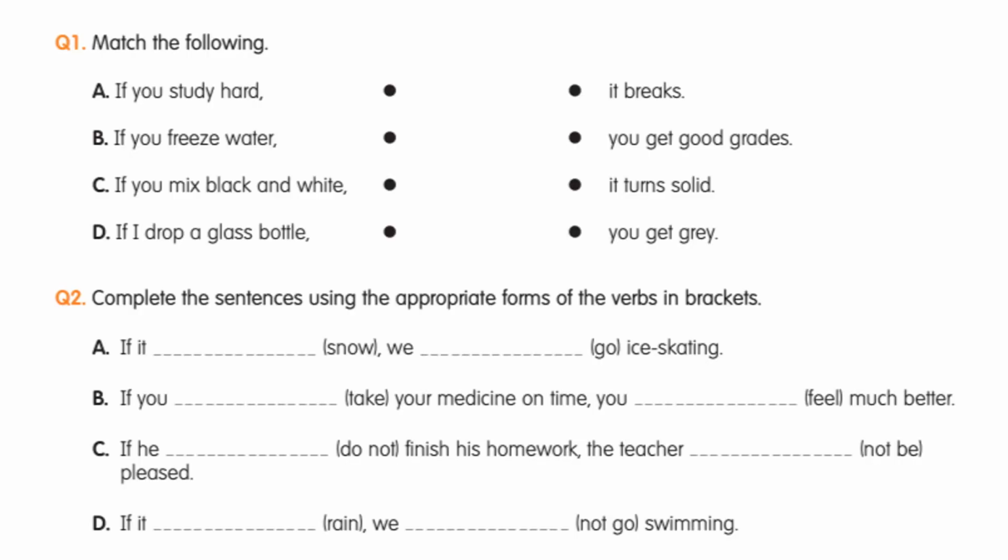Now, let's come to the workbook. It says, match the following. If you study hard, you get good grades. That is a normal thing, right? So this is a universal truth. Next, if you freeze water, it turns solid. That is also universal, right? If you mix black and white, you get gray. If I drop a glass bottle, it breaks. Next.